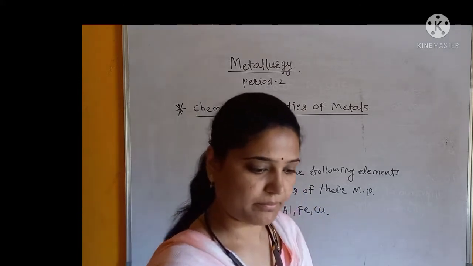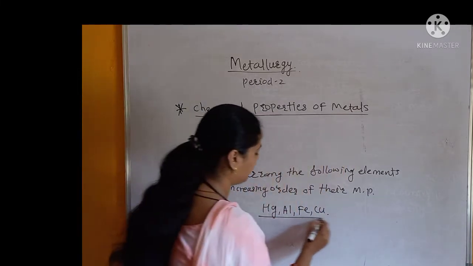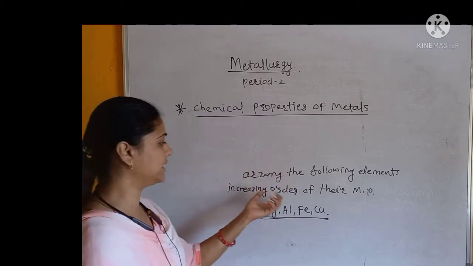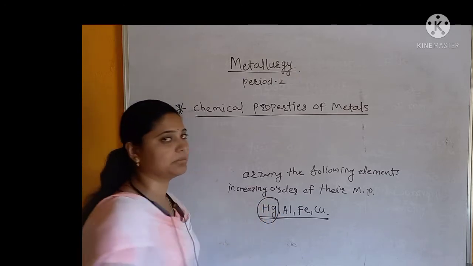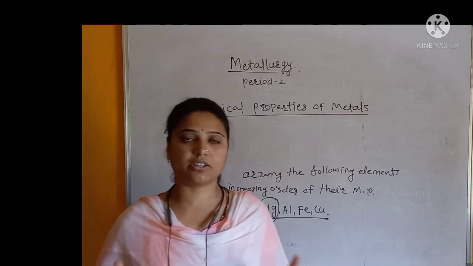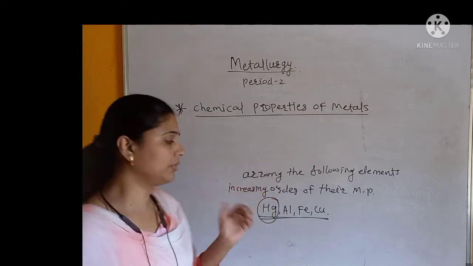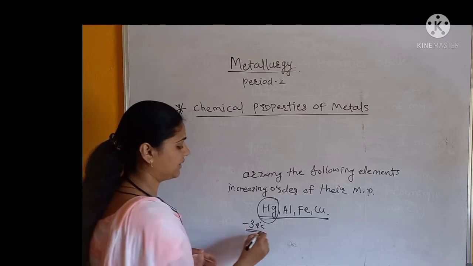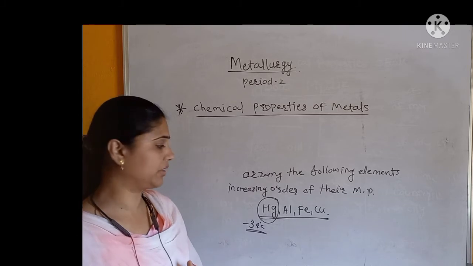These options are given, and the question is to arrange the following elements in increasing order of their melting points. Basically we know that Hg is mercury. Mercury is found in nature in its liquid state. Its melting point is minus 38 degrees Celsius, which is the lowest melting point.